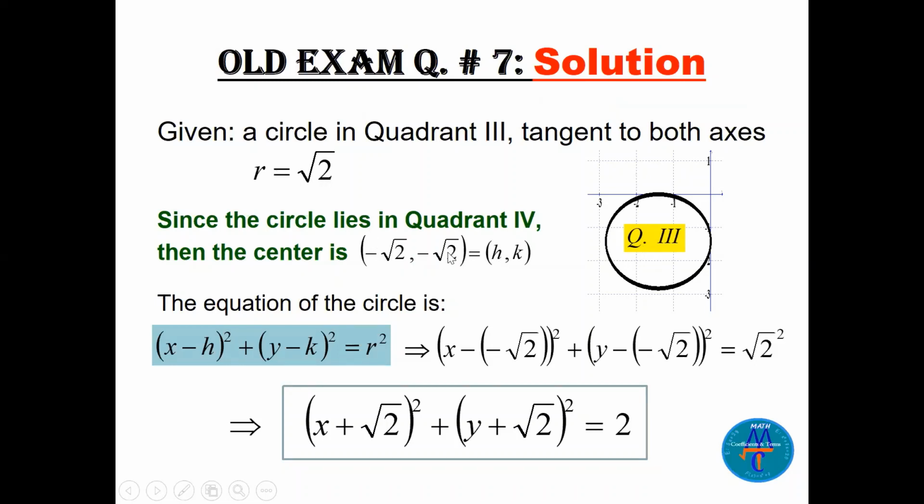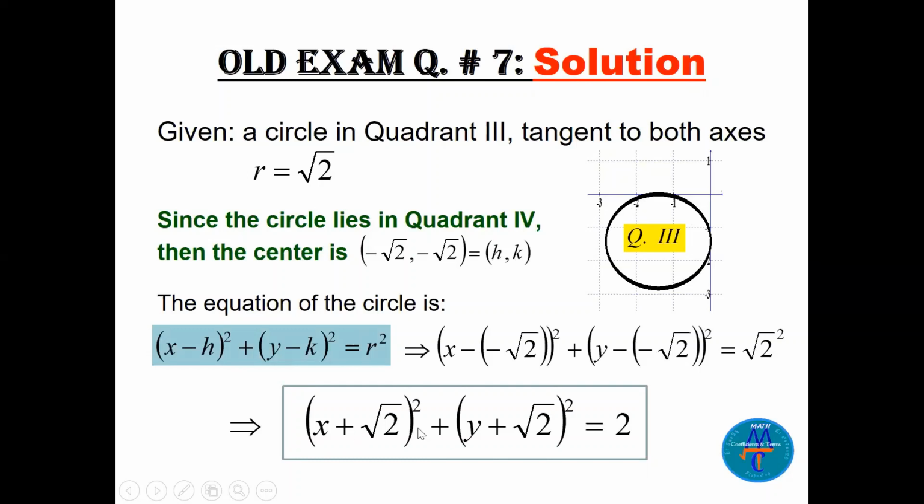But in the h and k, we have to put negative x, negative y. And since it is tangent, the radius is the same as the absolute value of h, absolute value of k. So now put it in the equation here. X minus, and there is a minus, all squared. Y minus, there is another minus, squared. Square root of 2 squared.